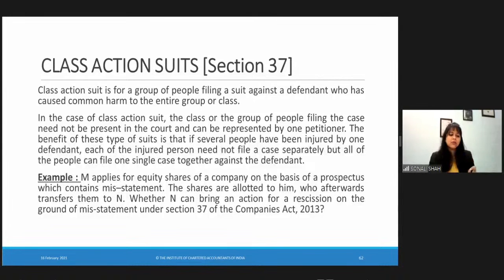Amrisha is asking, ma'am, is punishment under 447 same for all misstatement? Amrisha, wherever there is a fraud, the person will be punishable with 447. Under 447 also there are 3 situations, and depending on the situations, the liability is affixed.